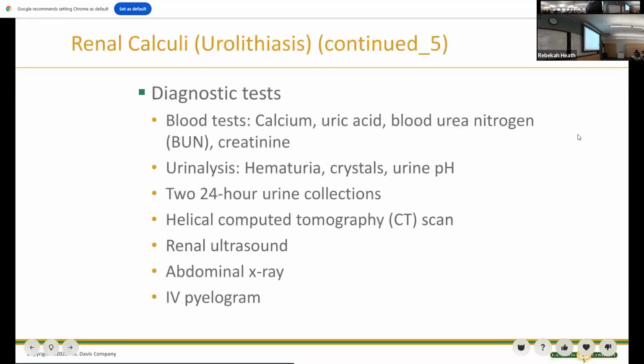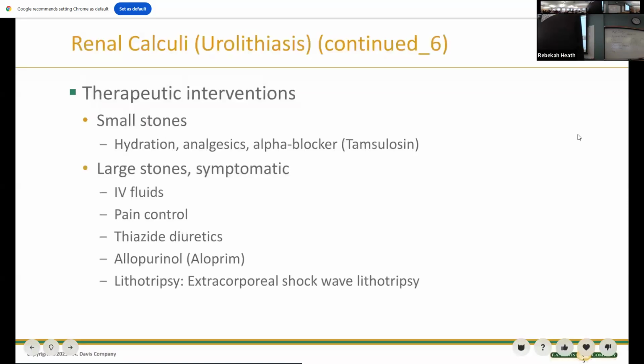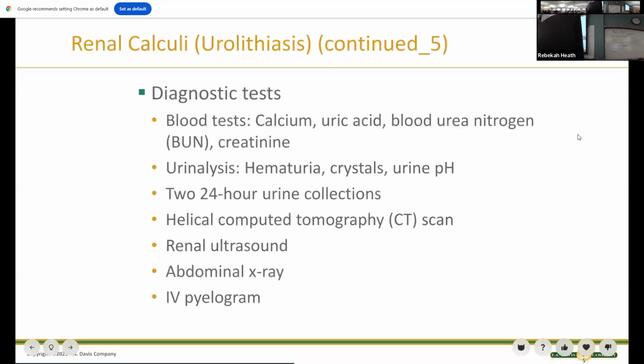All right, so diagnostic tests. We've talked a bit about these already. Some blood tests that we're going to do. We want to check their calcium, uric acid, blood urea nitrogen, BUN, and creatinine. We're going to talk more about these labs next week.